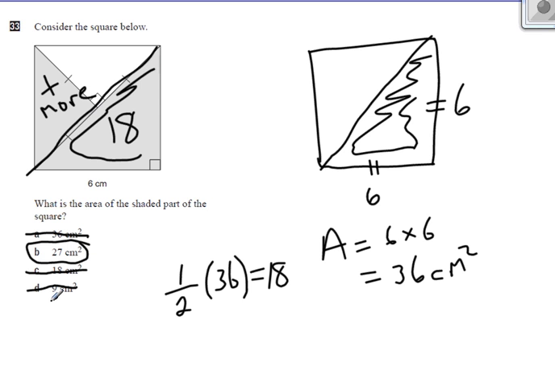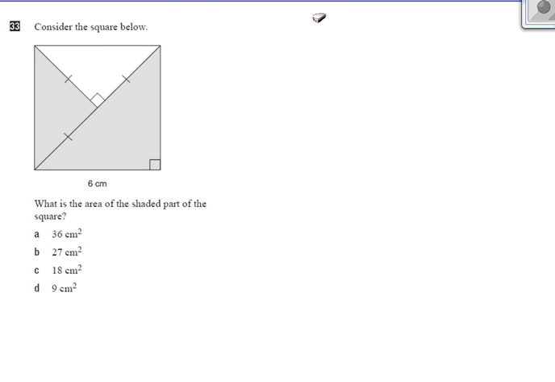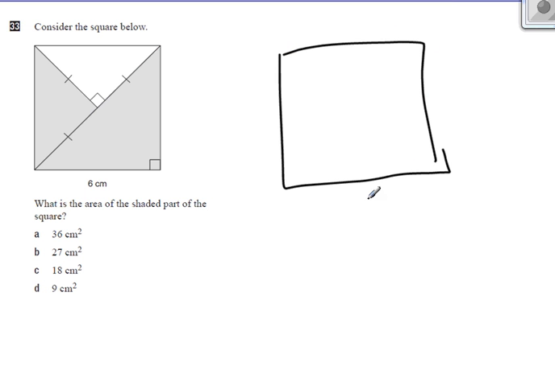Now I want to show you how to do this again. Similar method, but if this isn't a multiple choice the next time you see it, you still should be able to get an answer of 27. So here's what you would do. Again, we know that the entire square is 36. If I cut it in half, then this must be 18, and this must be 18.